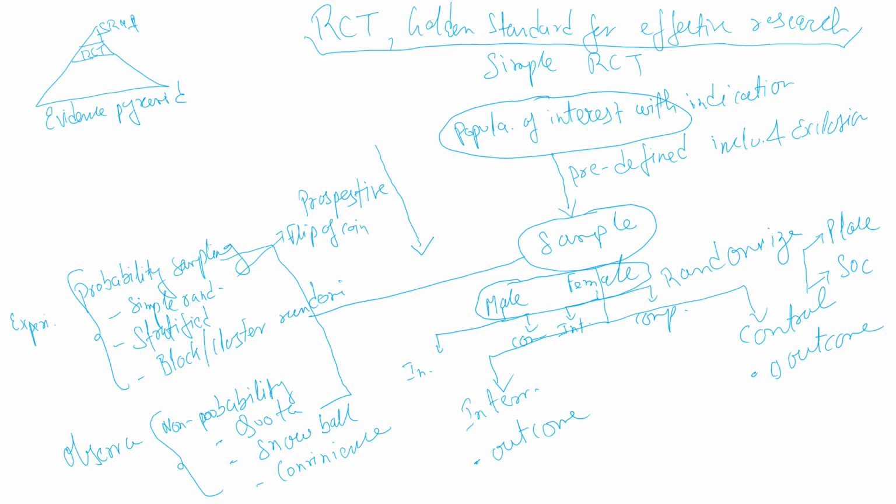Now, block and cluster randomization usually take place when the area is too large, and then you need to convert those areas into blocks and clusters, and then those blocks or clusters are randomized.